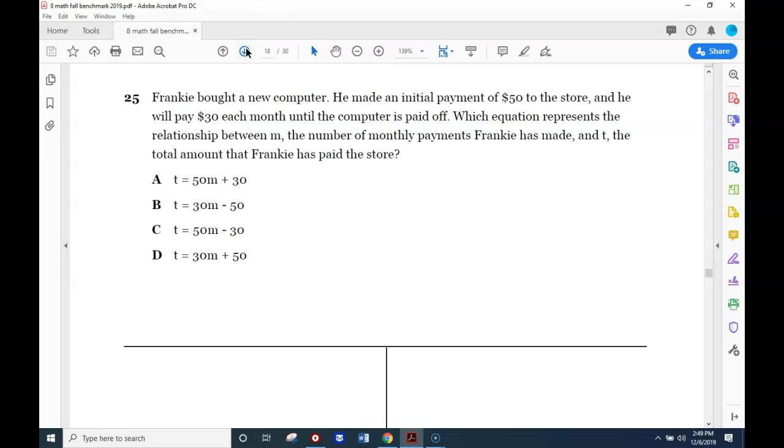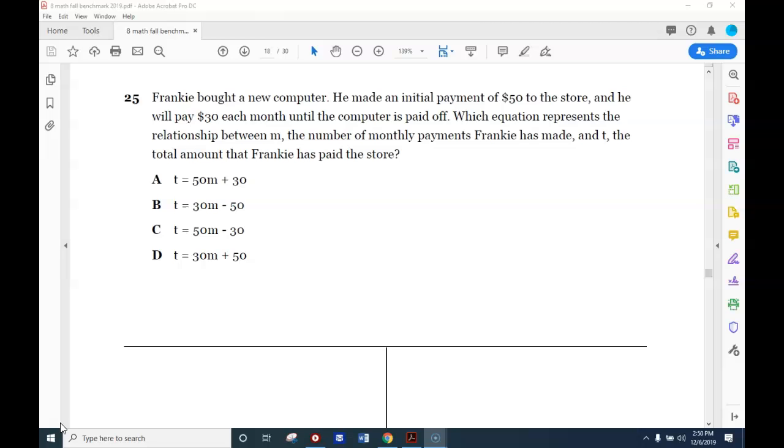Number 25. Frankie bought a new computer. He made an initial payment of $50 to the store, and he will pay $30 each month until the computer is paid off. Which equation best represents the relationship between M, the number of monthly payments Frankie has made, and T, the total amount that Frankie has paid the store?